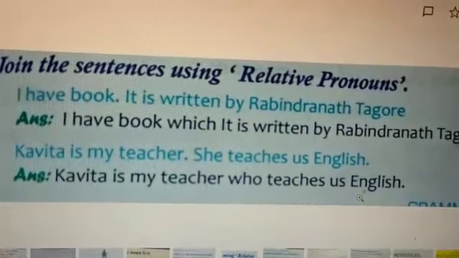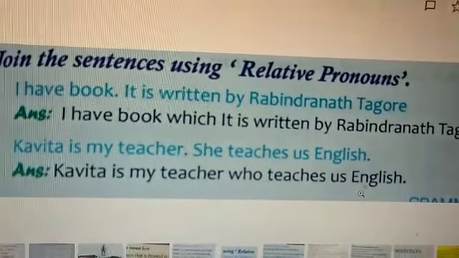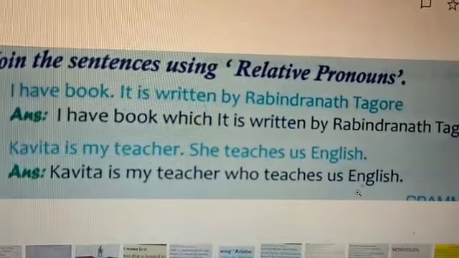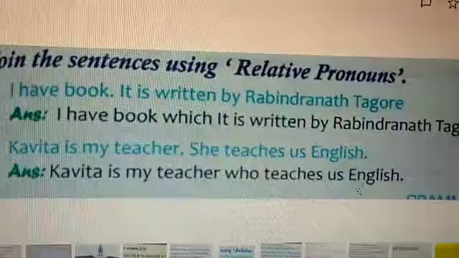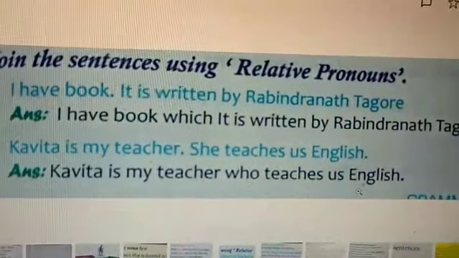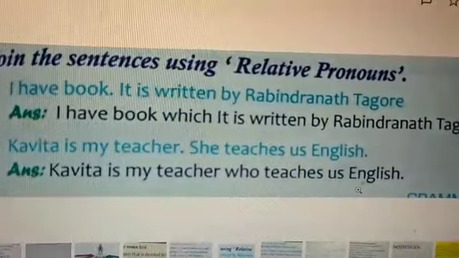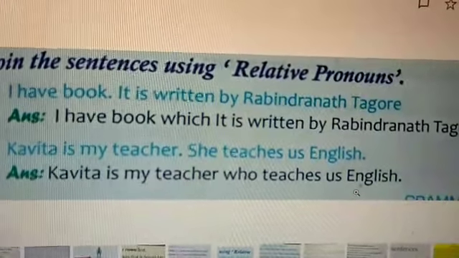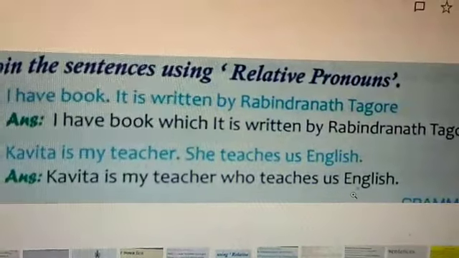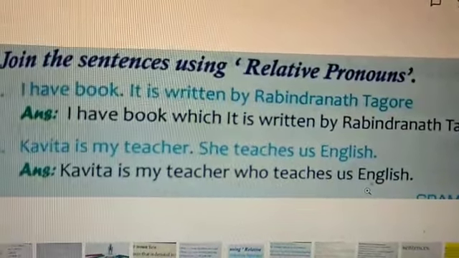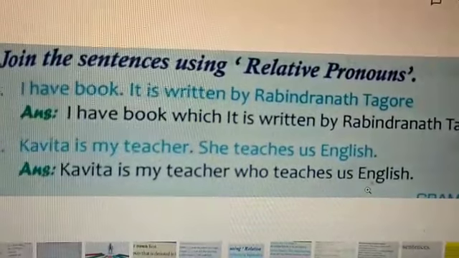See the exercise 1. Join the sentences using relative pronouns. First one you see, I have a book. It is written by Rabindranath Tagore. So, what will be the answer? I have a book which is written by Rabindranath Tagore. Okay. So, "it" should be removed. I have a book which is written by Rabindranath Tagore.